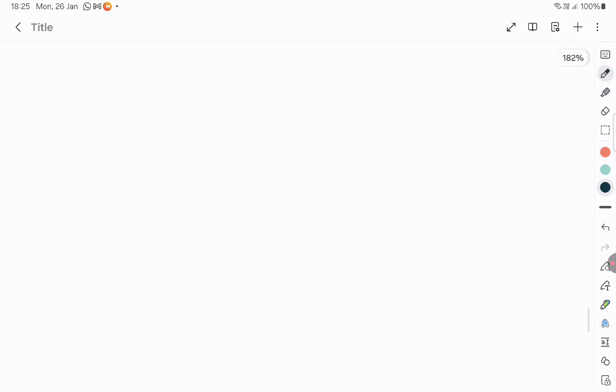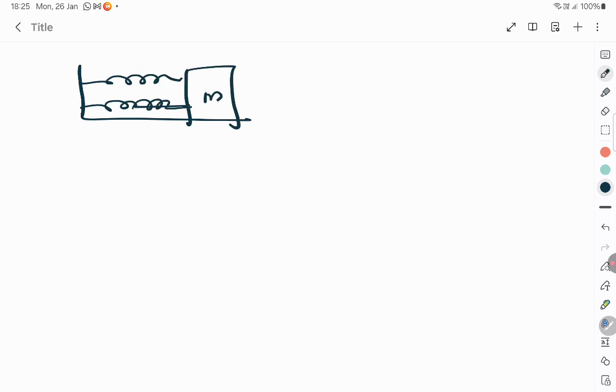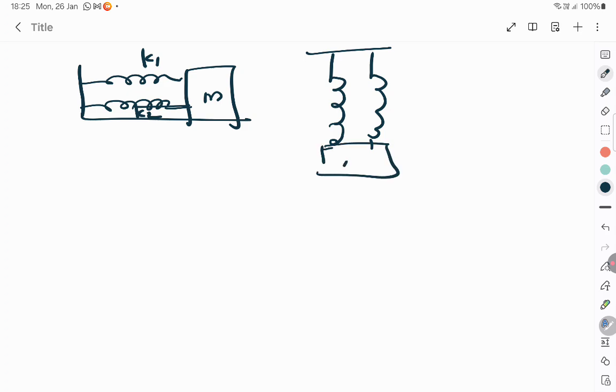Next is different combinations of springs. Let's take this, for example: you have a spring like this and a spring like this. Both of them are made up of different materials, which means the spring constants will be different. Let's take this spring constant as k1, this as k2, and this is a mass m. This is similar to this also, but this is vertically hanging, with a mass m, and this is k1 and k2.